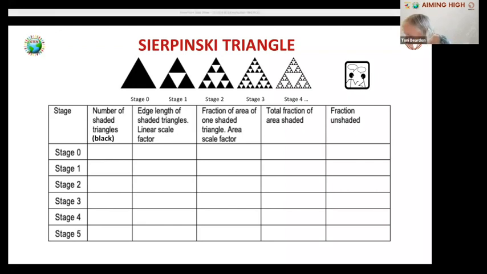So the total fraction area, Pam says she's getting one for the very first one, which is entirely black. So that makes sense, 100%. And then 3/4 and 9/16. So the right answers would be really helpful, Pam. If you wanted to, when we get to discussing it, if you could share your method, I think that'll be quite helpful as to how you got those fractions. So yes, you are right.